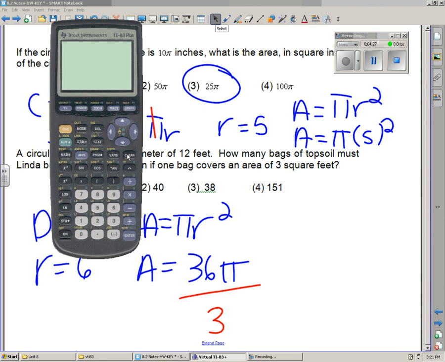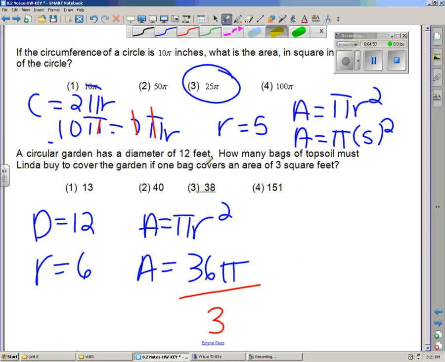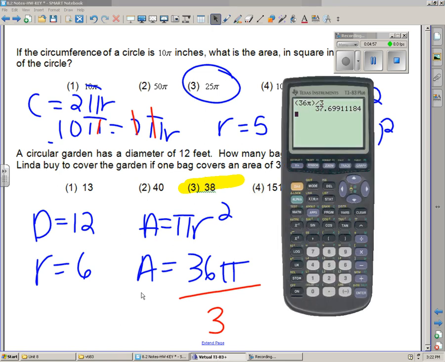Let's try this again. Okay, so the area of the circle is 36 pi. We know that one bag covers 3 square feet, so how many bags do I need? I'm going to divide it by 3, and you get 37.699. You can't buy 37.69 bags, so what you're going to have to buy is 38 bags. Make sure you're good with that one.